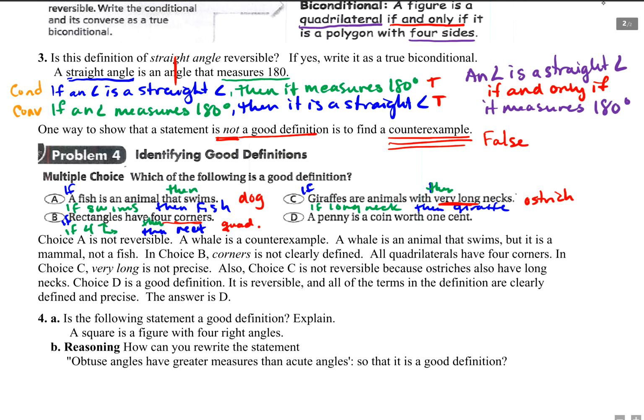An ostrich has a long neck. Snapping turtle has a long neck. Pretty sure we can find lots of examples of animals with long necks. All right, let's do the last one.